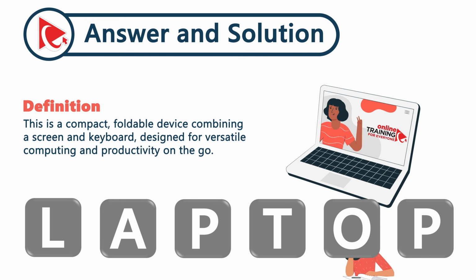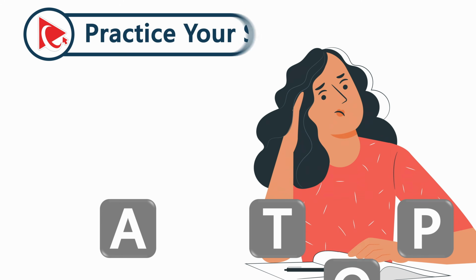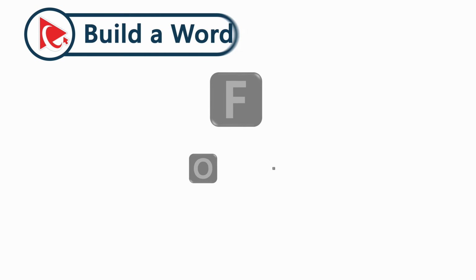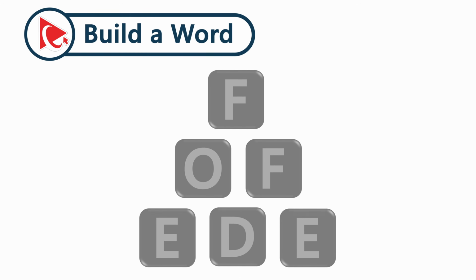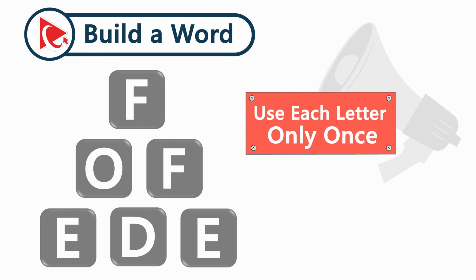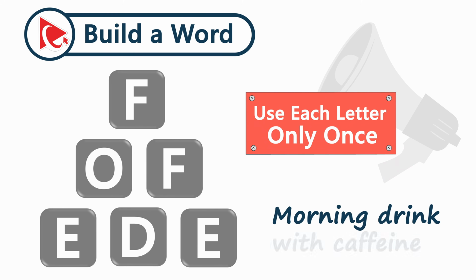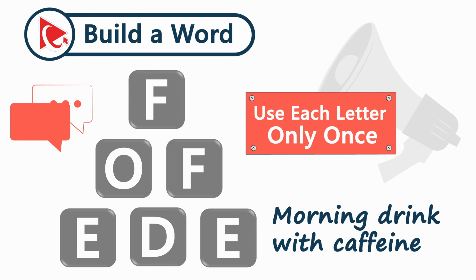But you might ask, what if I didn't? Try this question to see how you would do. You're presented with 6 letters, and you need to build a word by using each letter only once. The letters are F, O, F, E, D, E. And to make sure you get it 100%, here's the hint for you. It's a morning drink with caffeine. And once you're certain with your answer, post it in comments, and I'll give you my feedback. Good luck with this intriguing challenge.